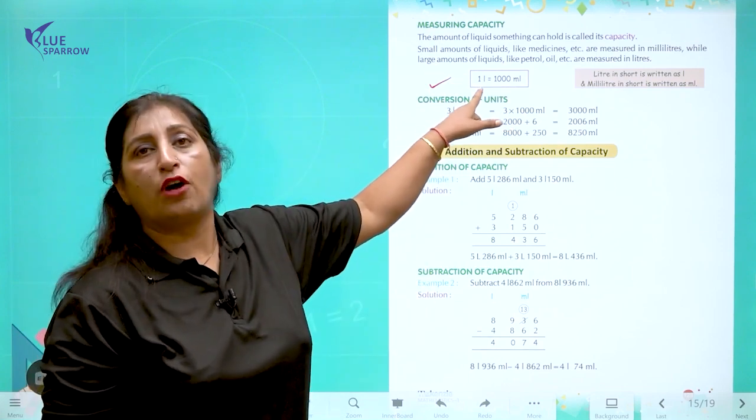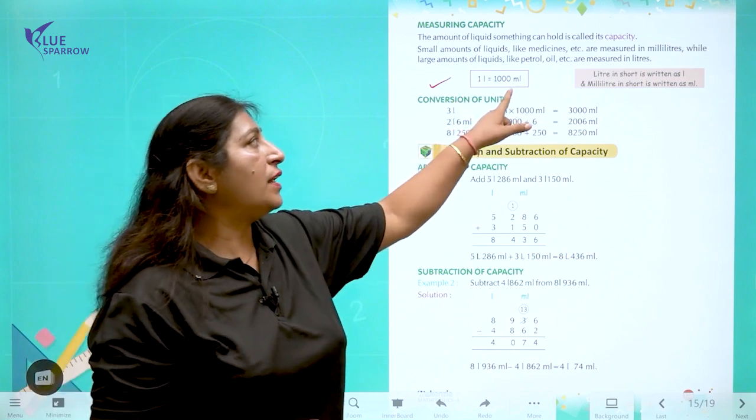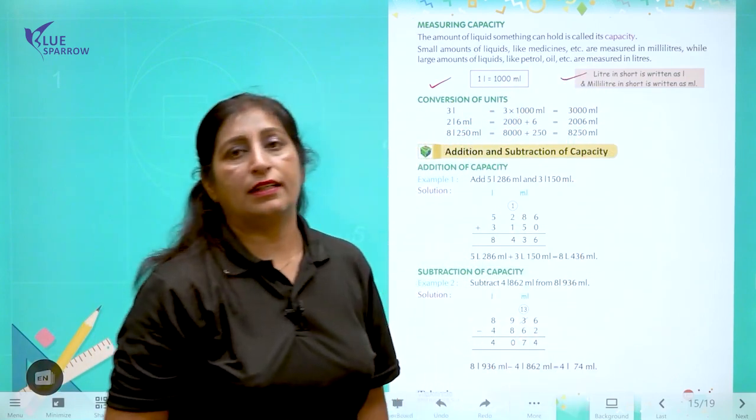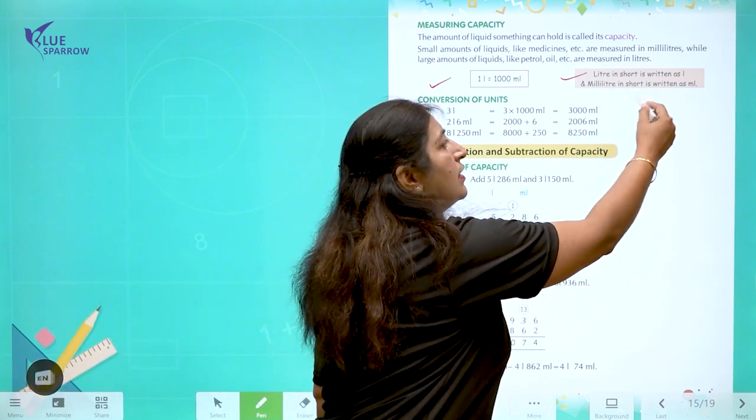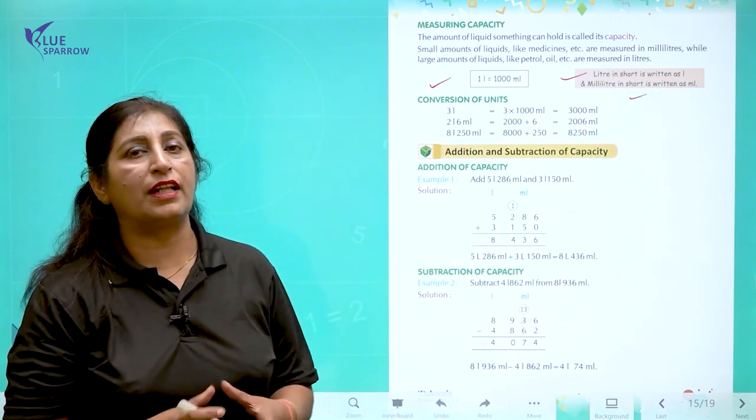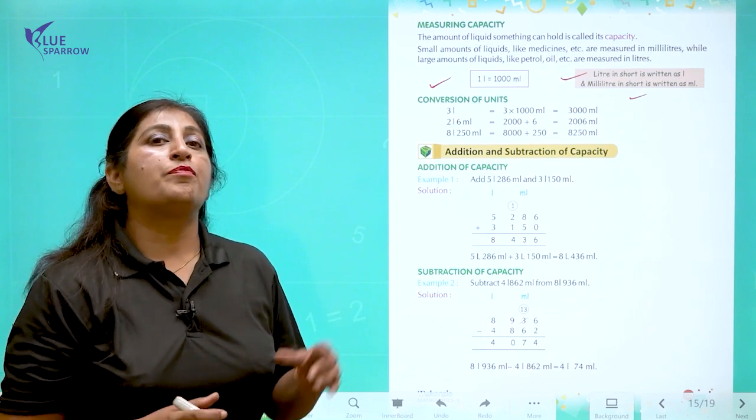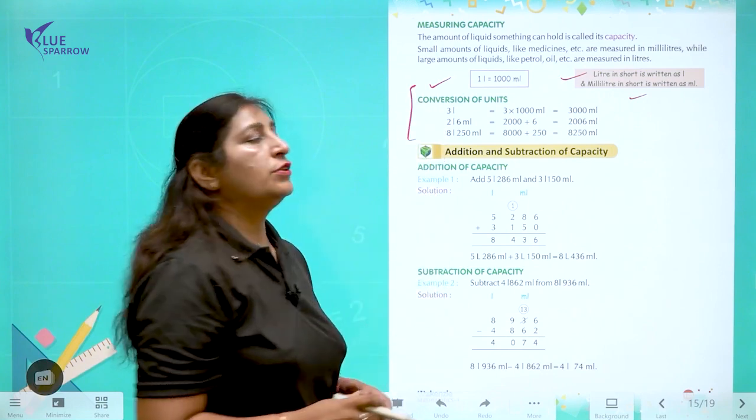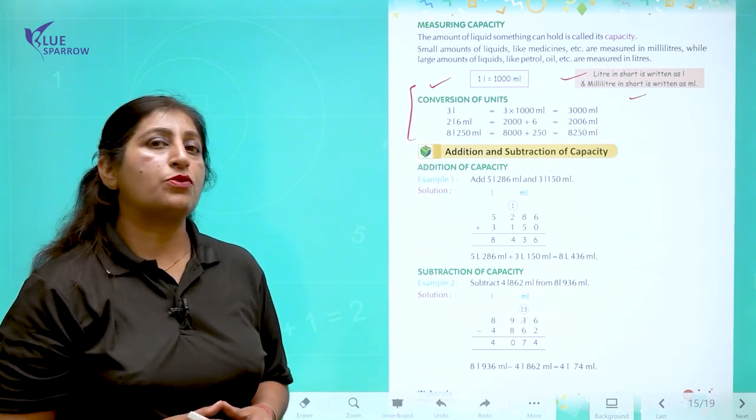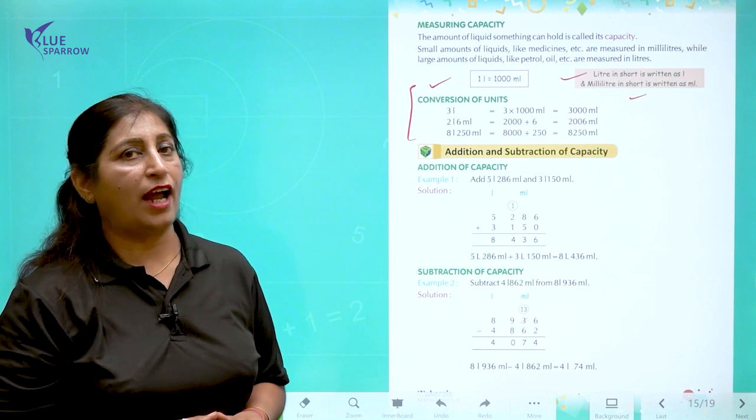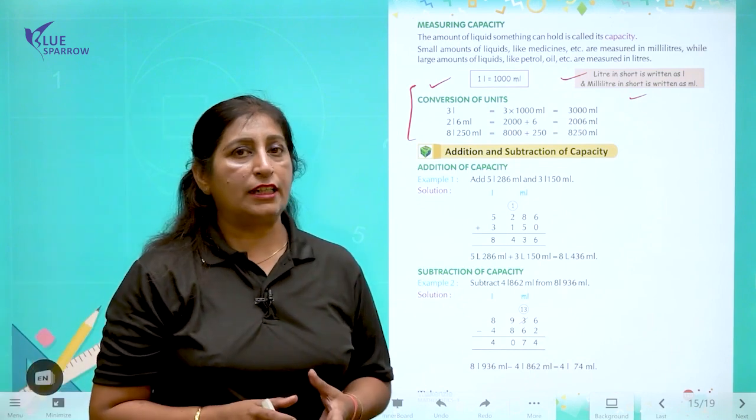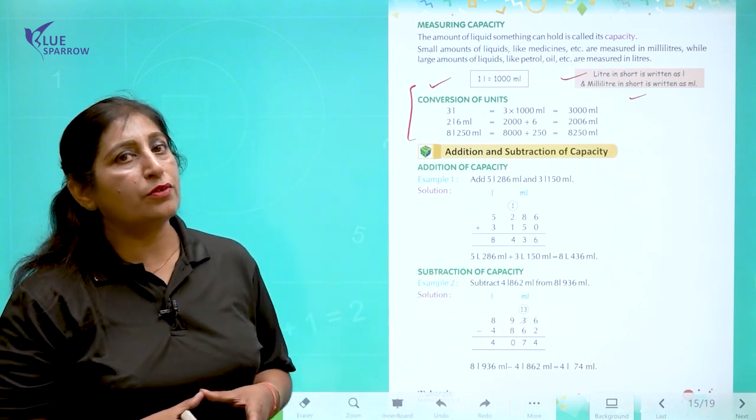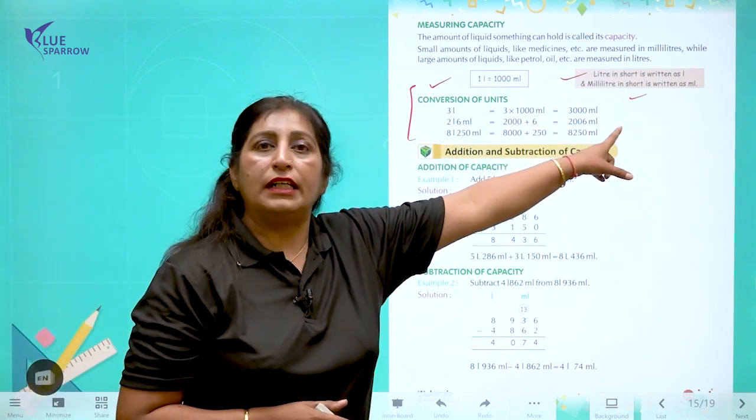Here L is the short form of liter and ml is the short form of milliliter. You can see over here, liter in short is written as L and milliliter in short is written as ml. So keep in mind that the relation between them is 1 liter equal to 1000 milliliter. Let's convert units. Firstly, you are asked to convert 3 liter into milliliter. You know that there are 1000 milliliter in 1 liter. So you would multiply 3 with 1000. So your answer would be 3000 milliliter.